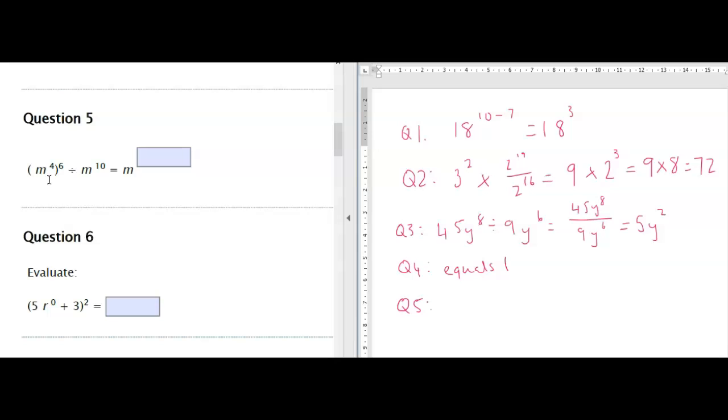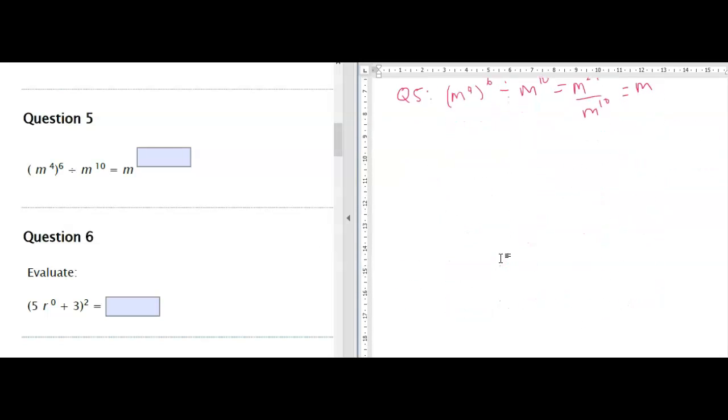Okay, so we've got m to the power of 4 to the power of 6 divided by m to the power of 10. Now, when we've got a power to a power, we multiply the powers. So 4 times 6 gives you 24. And then I'm going to write it just as a division like that. And then we subtract our powers. So 24 minus 10 gives you 14. So m to the power of 14. All right, question 6.